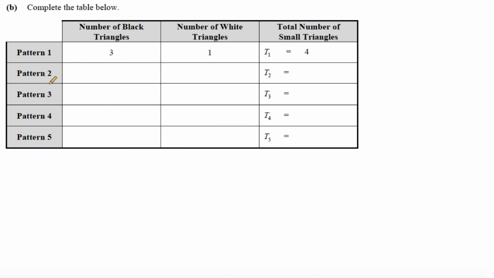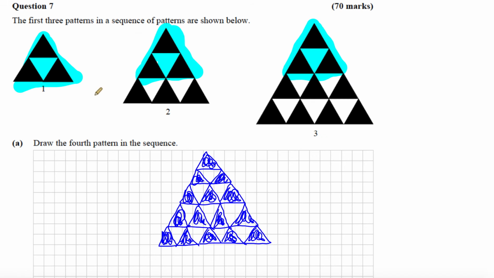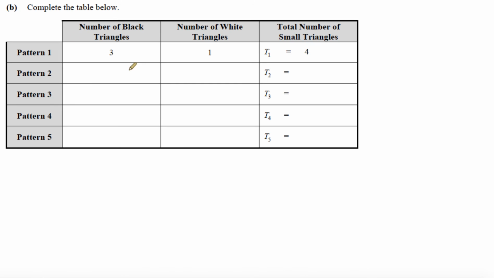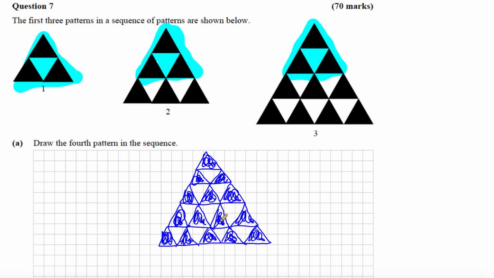Okay, part B says complete the table below. So we've got 1 column for the number of black triangles, 1 for the number of white, and 1 for the total number of triangles. So for the black triangles, if we go back, the pattern for the black triangles is we've got 1, 2, 3, then we've 6 here, 10 here. So that's for black, it's 3, 6, 10. Pattern 4 has 10 plus 5, which is 15.